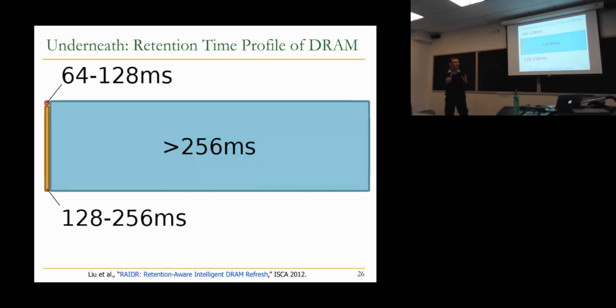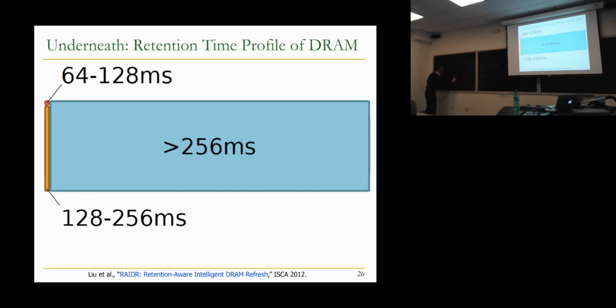So that's the idea. If you knew what's going on underneath, but you didn't know this information, then you keep doing business as usual, right? What is business as usual? Refresh everything uniformly. But the structure of retention time, how long a row can retain data, is actually non-uniform in DRAM. And the curve actually looks kind of like this.